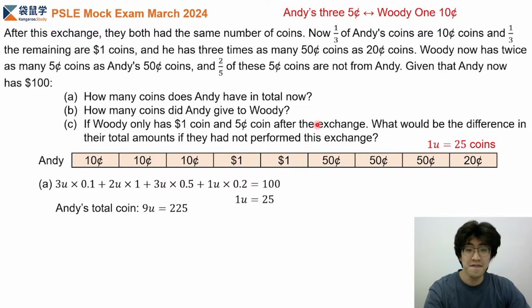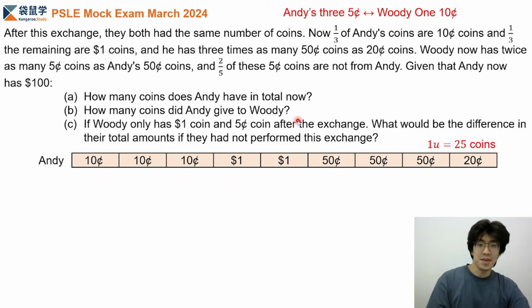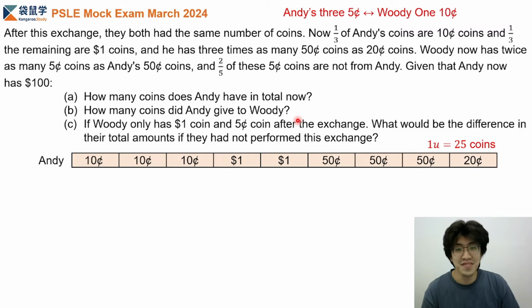Now, since we are done with the first question, let me just ignore it for now and move on to the second part. Now, the second part, talking about Woody, right? How many coins does Andy give to Woody? Then we have to draw the model for Woody. How do I draw this out?